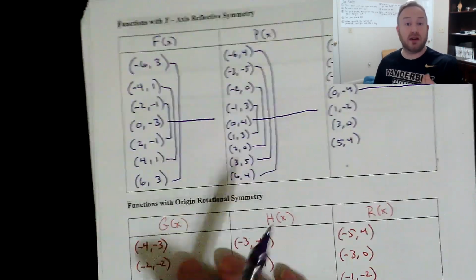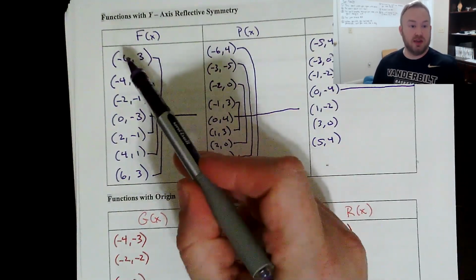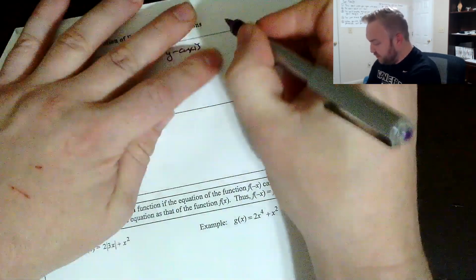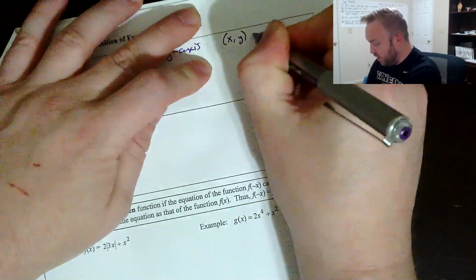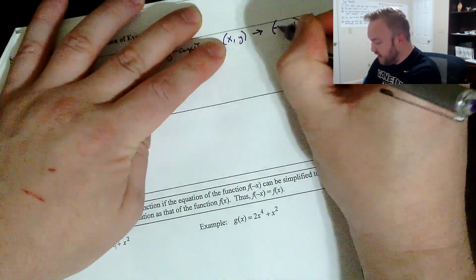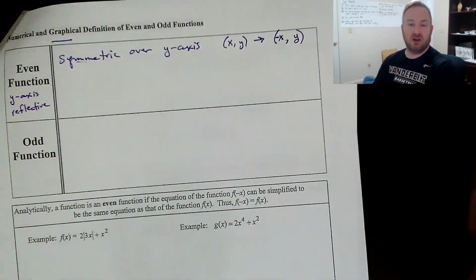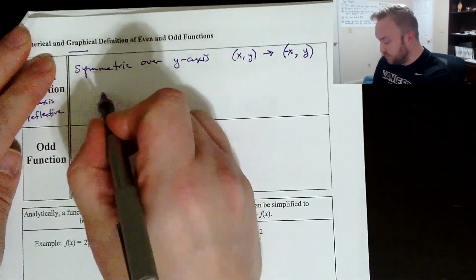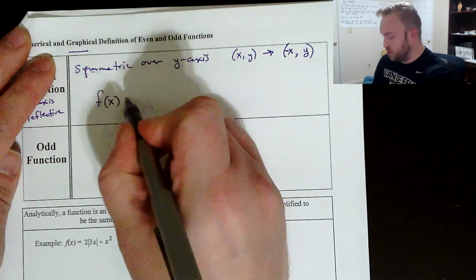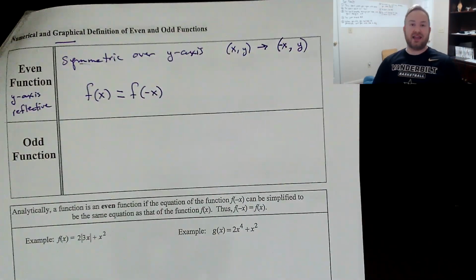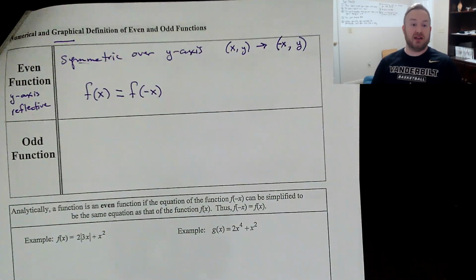Now, numerically speaking, if you change the sign of the x coordinate, the y coordinate stays the same. So if (x, y) is on the graph, then you're going to have another point with the same y coordinate, but the opposite of the x coordinate. So we're thinking about this numerically. Another way to write this down is using function notation. And that is to say that f of x will equal f of -x. Remember, f of x means the y value.